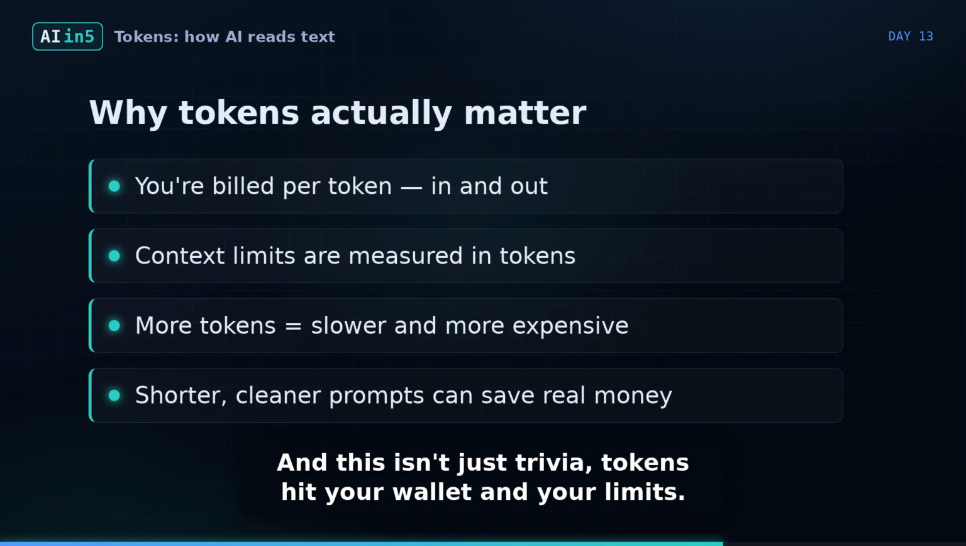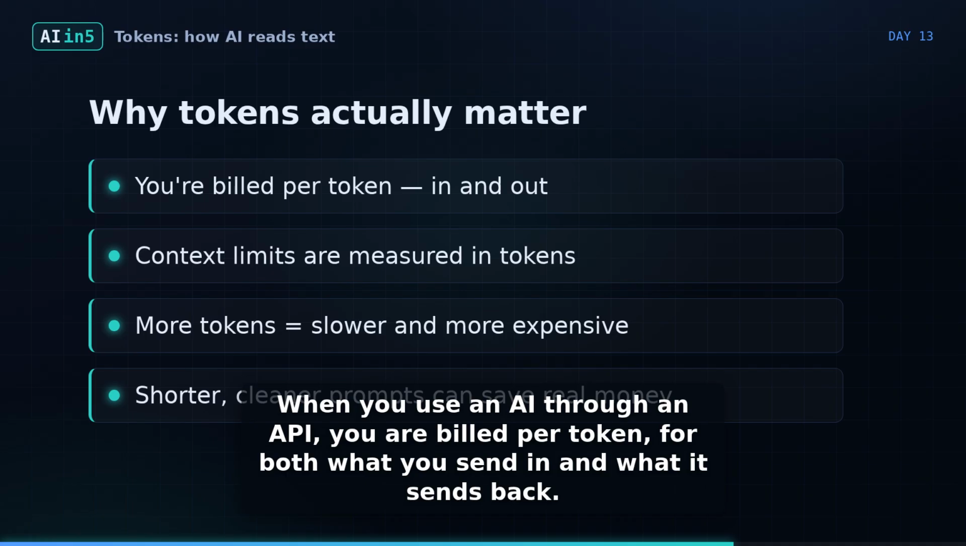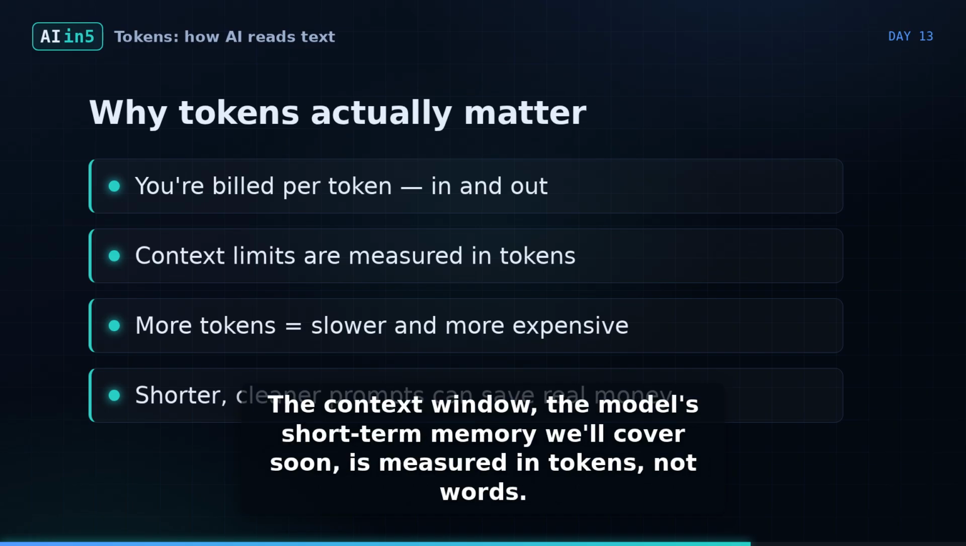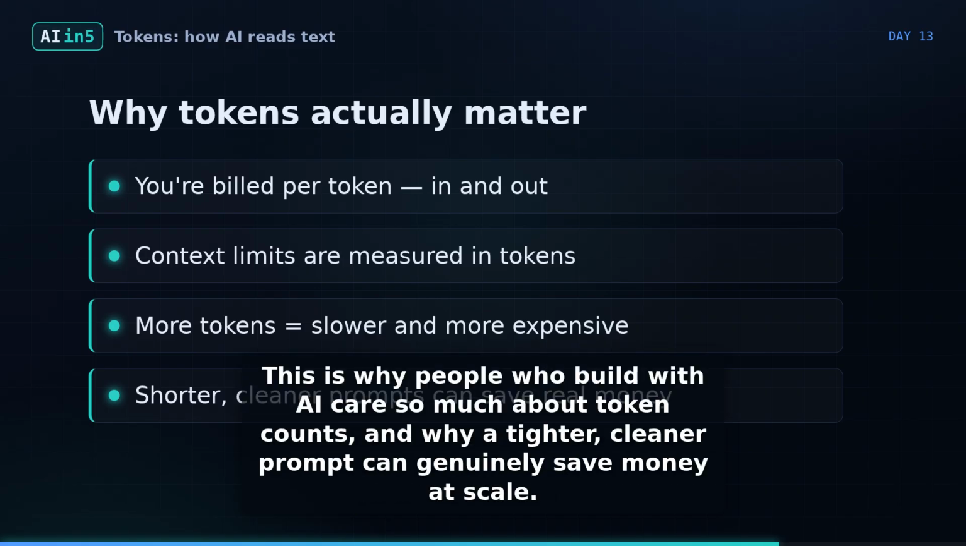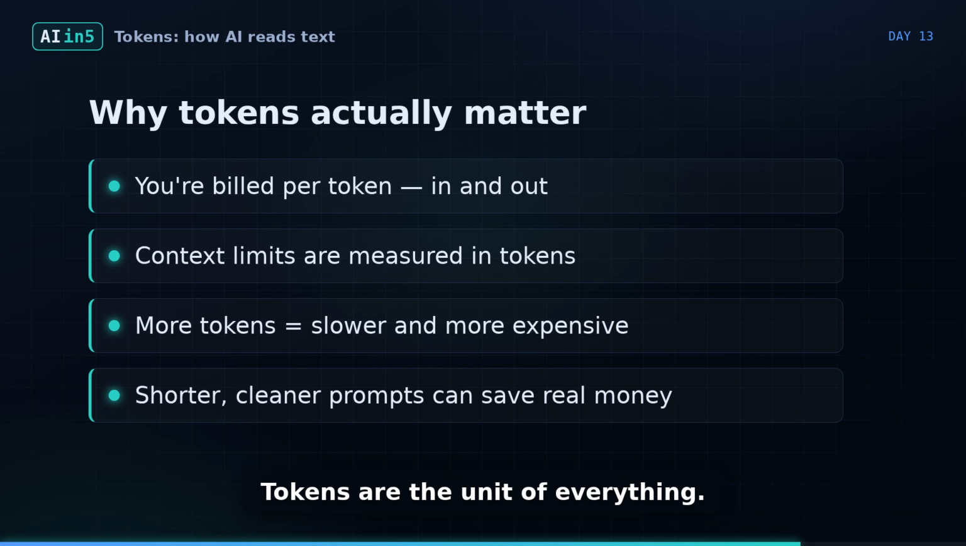And this isn't just trivia. Tokens hit your wallet and your limits. When you use an AI through an API, you are billed per token for both what you send in and what it sends back. The context window, the model's short-term memory we'll cover soon, is measured in tokens, not words. So more tokens means higher cost, slower responses, and less room to remember. This is why people who build with AI care so much about token counts, and why a tighter, cleaner prompt can genuinely save money at scale. Tokens are the unit of everything.